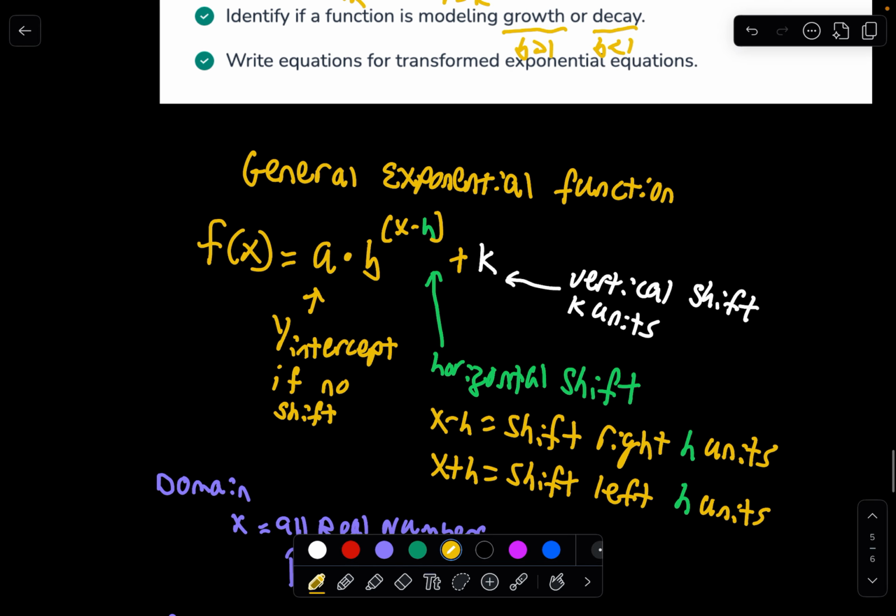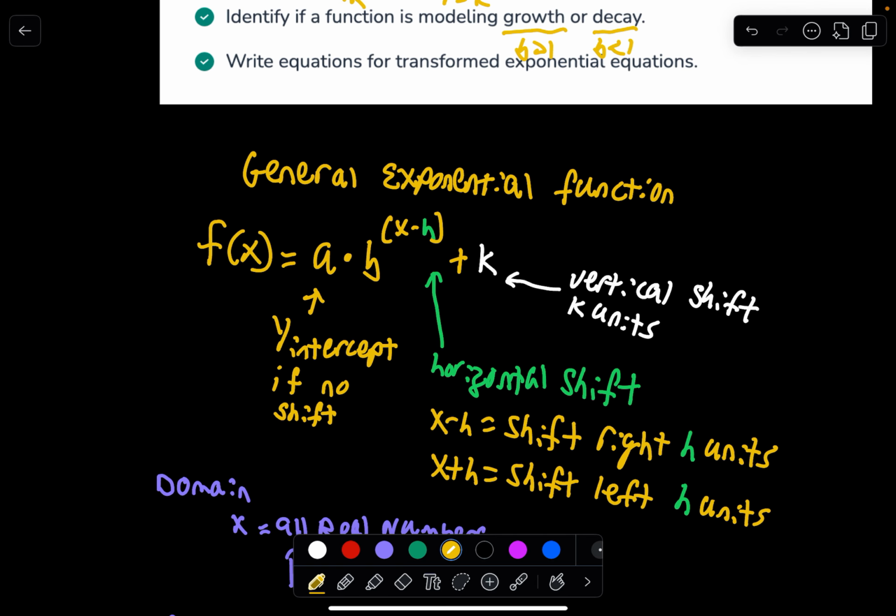All right? So the general exponential function is this. Write this down, or it's on your paper. Make sure you understand this. A is the y-intercept if there is no shift, if h and k are 0. So that a would be the y-intercept. The horizontal shift is holding hands with the x. X minus h equals shift right, h units. X plus h, shift left, h units.